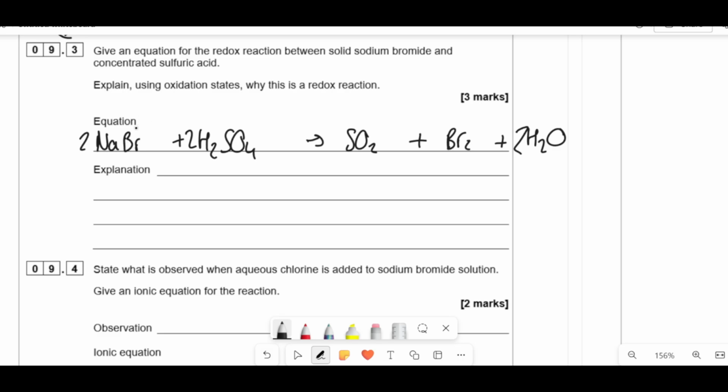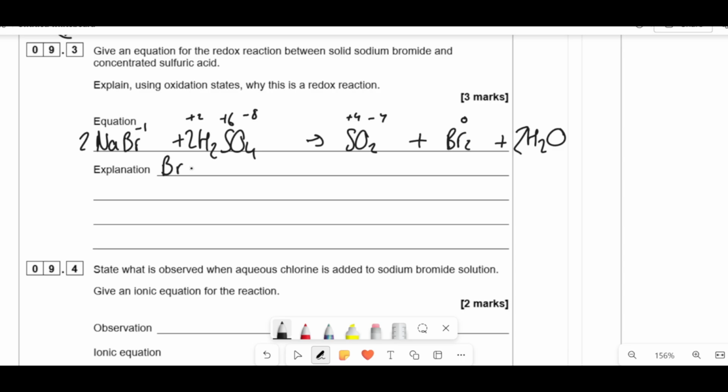So if we look at Br, it's gone from -1 to 0, because the overall charge of this molecule, NaBr, is +1 -1. Here it's 0. If we look at sulfuric acid here, that's -8, that's +2, so it's got to be +6. And then if we look at SO2, that's -4, +4. So its oxidation number, remember oxidation number measures how much oxidizing you've done.